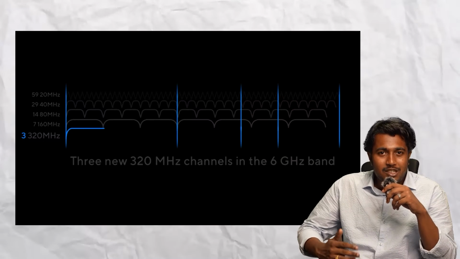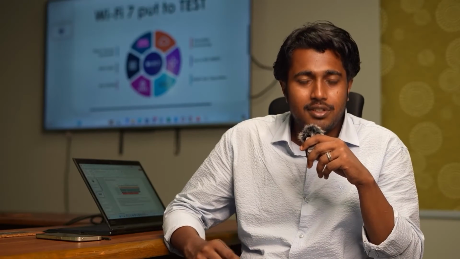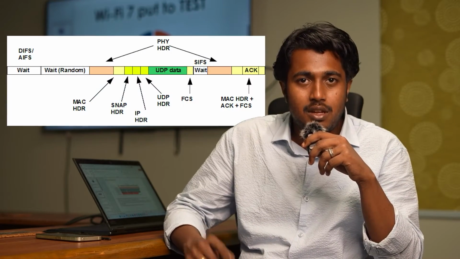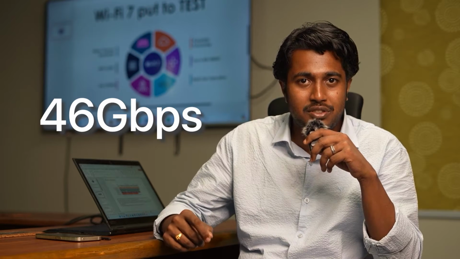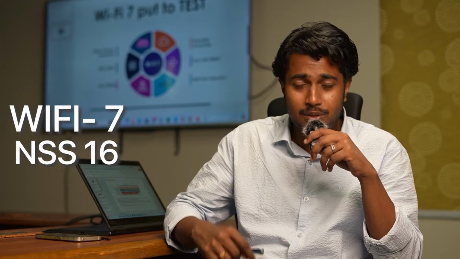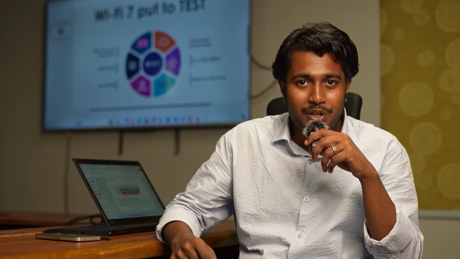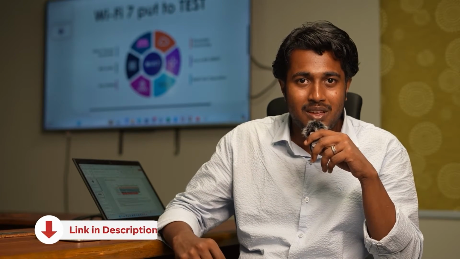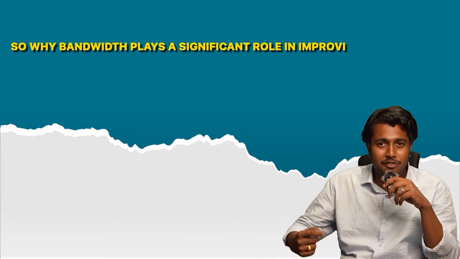Basically, 320 MHz channel bandwidth is introduced in Wi-Fi 7 as a key feature to improve the PHY rates. Due to 4096 QAM and 320 MHz channel bandwidth, the PHY rate has been improved up to 46 Gbps in Wi-Fi 7. That adds also NSS 16 by the way. So, if you want to check out the 4096 QAM video, the link is in the description. So why does bandwidth play a significant role in improving the PHY rate?